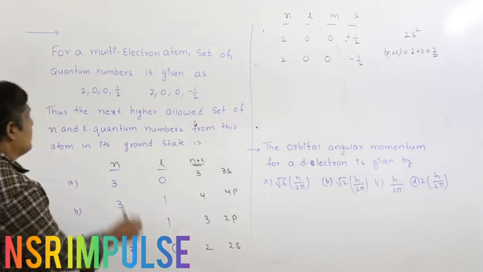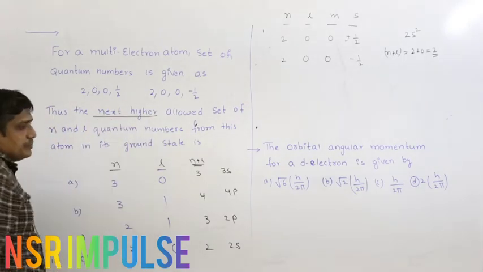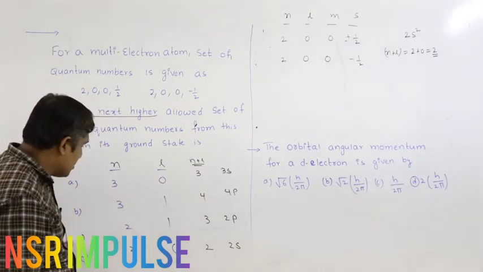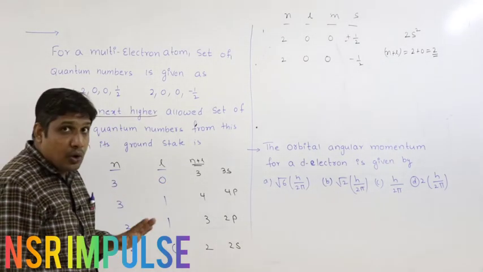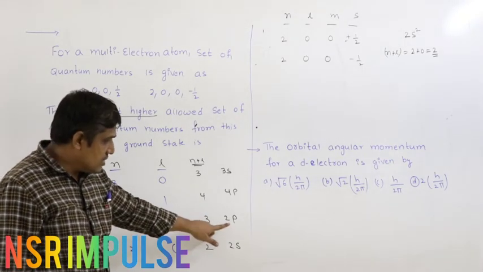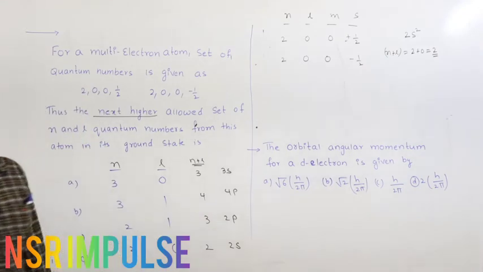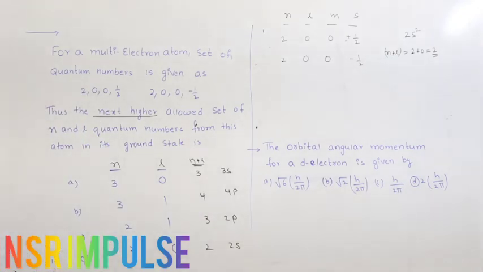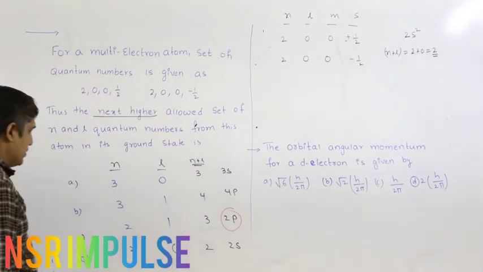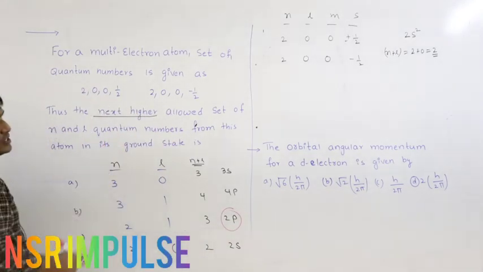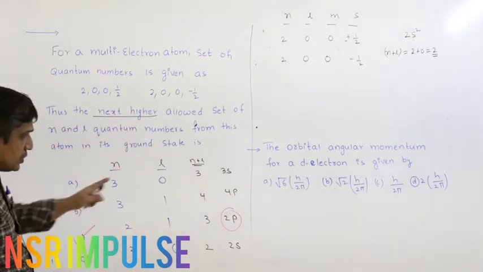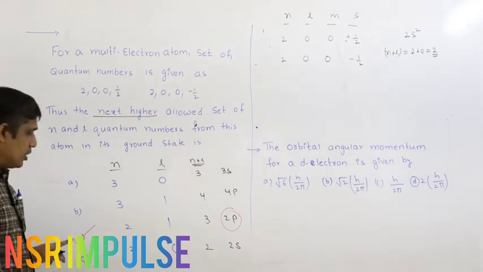We have to find the next higher. Among options A, B and C, the one which has the lowest energy is 2p, because its n plus l value is less. Therefore, the next higher energy after the 2s orbital must be 2p. So the answer is option C.